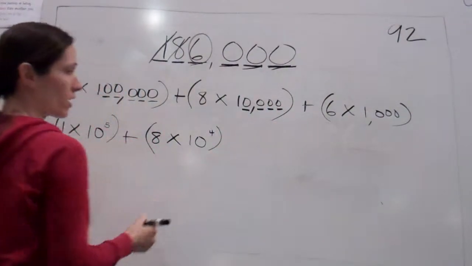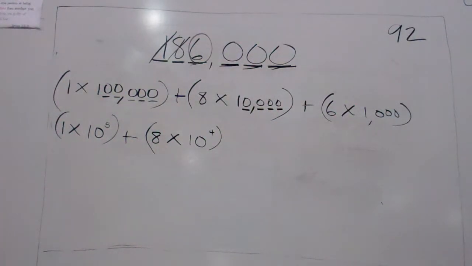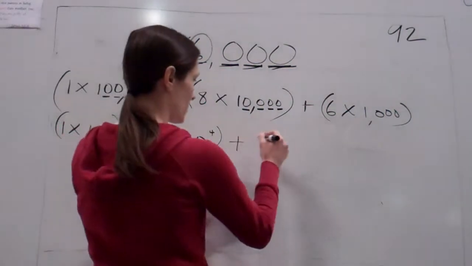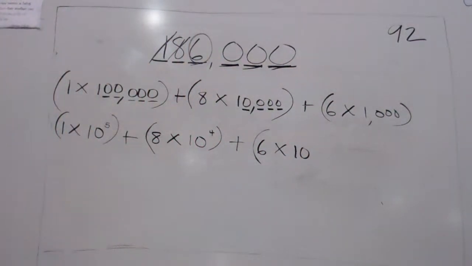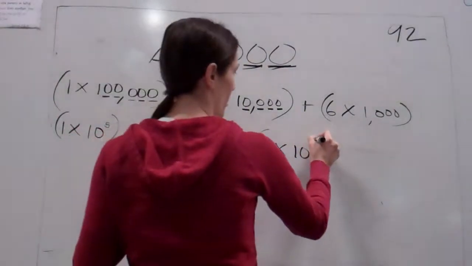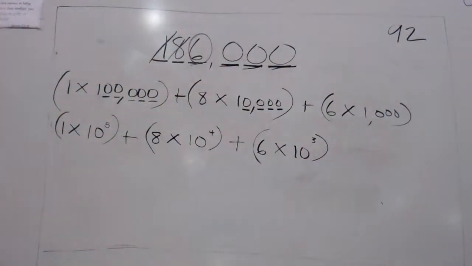What is 4 called? Because like 2 is squared. Fourth power. Everything else you say fourth power, fifth power, sixth power, seventh power. Okay? Plus 6 times 10 to the third power. And that is your answer. Does everybody feel like they understand?